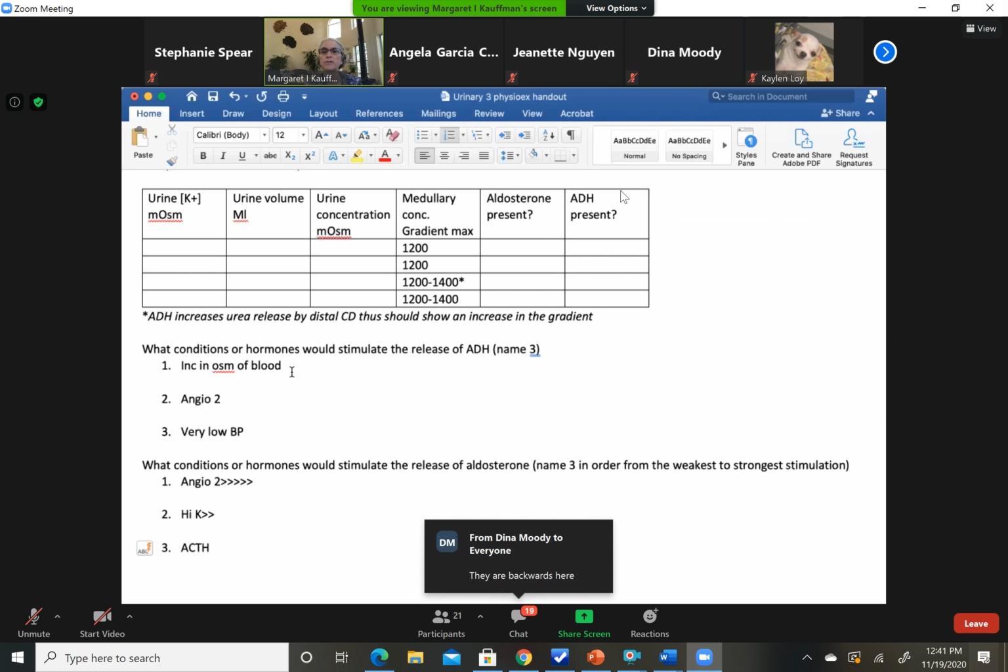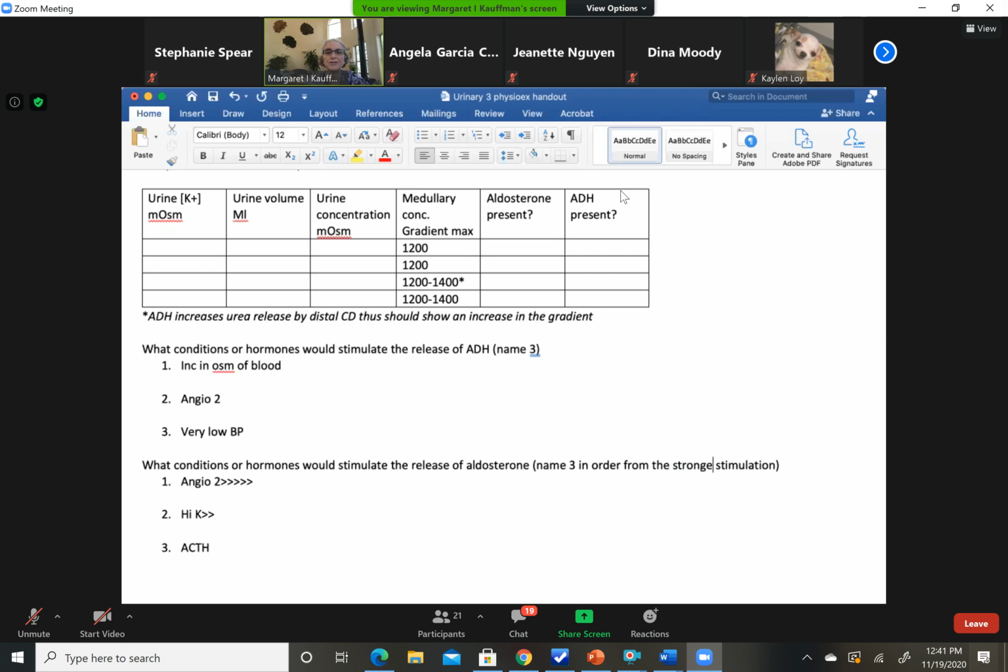they are backwards here. So I'm not sure I'm understanding the chat. From weakest to strongest, strongest to weakest. Oops, I put weakest to strongest, you're right. Okay, I'll change that here on mine. You can change it on yours either way you want. Okay, sorry about that.